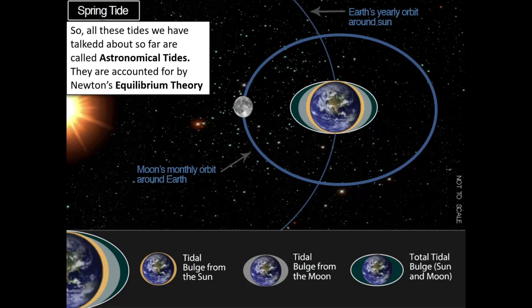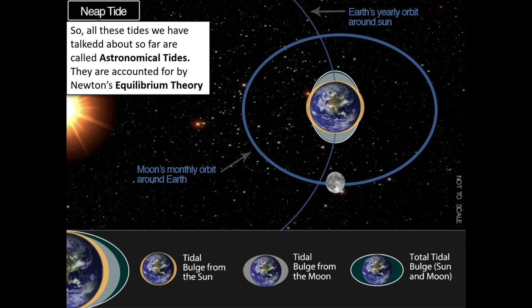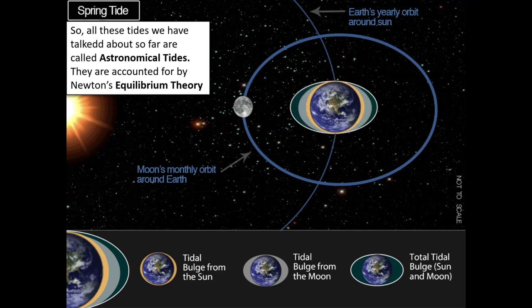So all the things we have talked about thus far are something called astronomical tides. They are the tidal changes that occur because of astronomical variables. We've talked about so many things, the distance of the moon from the Earth, the distance of the Sun from the Earth, which plays a role in the size of the solar tides, and of course the phases of the moon. And what's amazing is that that's really only one part of the puzzle.